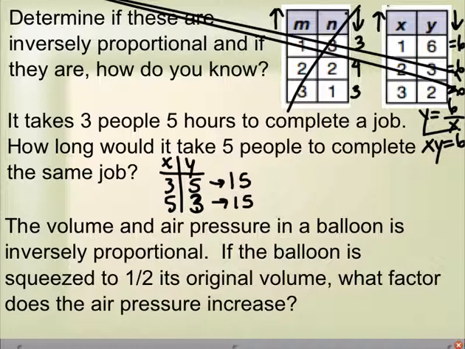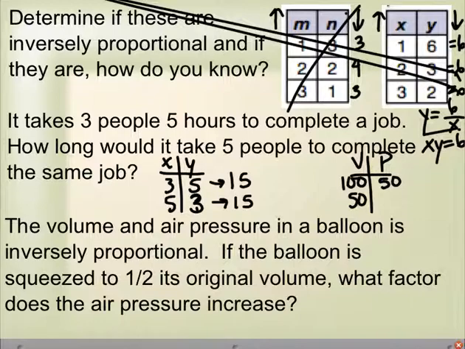The volume and air pressure in a balloon are inversely proportional. If the balloon is squeezed to half its original volume, by what factor does the air pressure increase? So let's try this out. If I have a volume and an air pressure, and let's say my volume was 100, and I'm just going to make up some information, and my pressure was 50. If I have these, volume is 100, and I cut that in half, so now this is 50. What happens to the pressure?